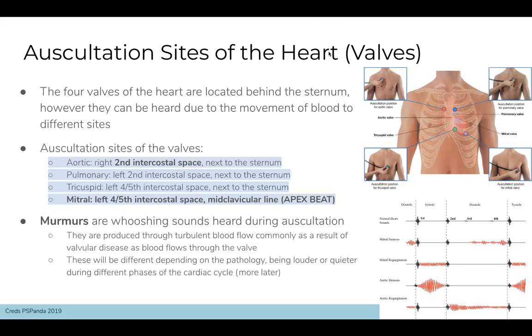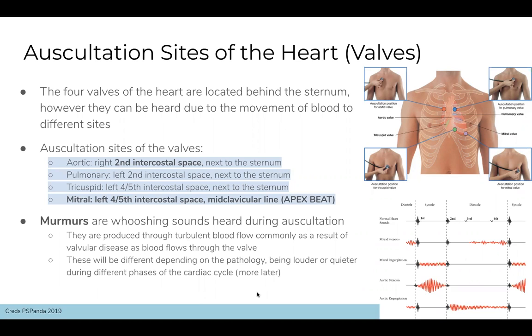Then we have your pathologies, which are murmurs. So your murmurs are whooshing sounds that you'll hear during auscultation if there is a pathology. If you think about it, if your blood is trying to go through something, but there's a bit of plaque in the way, or your valve isn't opening all the way, it will become quite turbulent. And if you swirl something around, it will make a whooshing sound. So that is what that sound is.